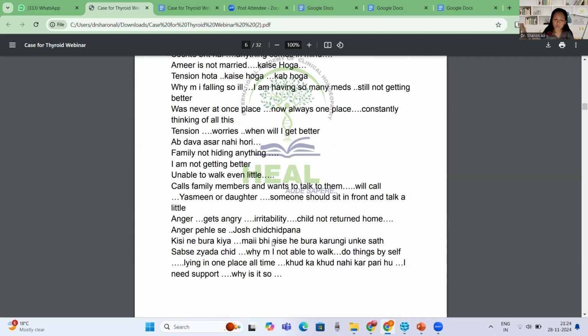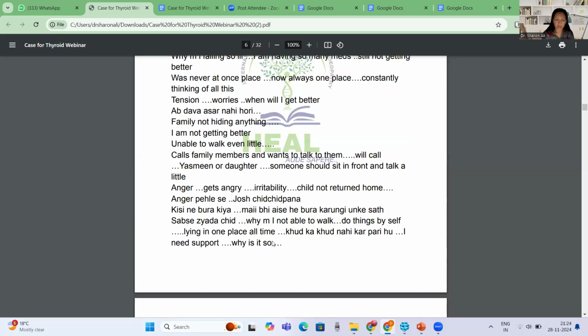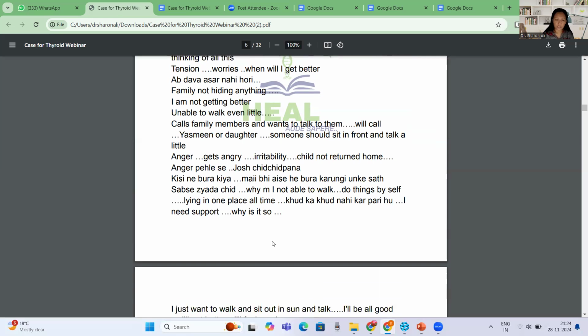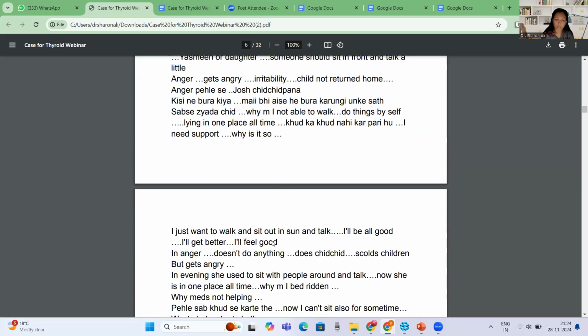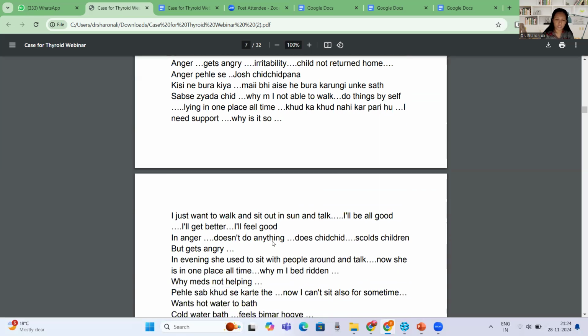She feels someone should sit with her all the time. She gets very angry and irritable if her children don't return on time. And she feels worse that she can't get up and work and can't do things by herself. She's lying in one place all the time and she always needs support. If only I could just walk and sit in the sun and talk, I'll be good. I'll get better. So this is where she was.